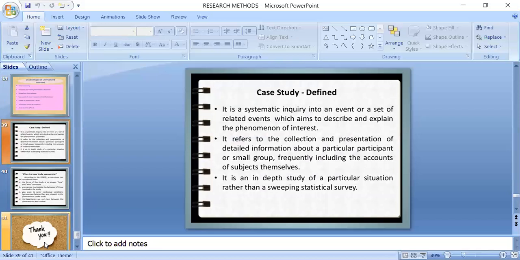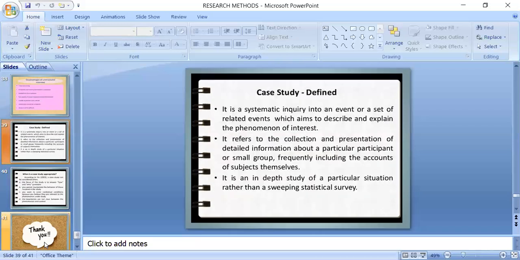The last method is the case study method. A case study is a systematic inquiry into an event or a set of related events which aims to describe and explain the phenomena of interest. It refers to the collection and presentation of detailed information about a particular participant or a small group, frequently including the accounts of the subjects themselves. It is an in-depth study of a particular situation rather than a sweeping statistical survey.